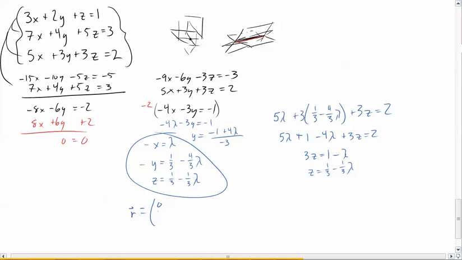0, 1/3, 1/3, plus, and then your lambda is going to be 1, negative 4/3, negative 1/3, and then lambda. And so then I have an equation for the line where these two are crossing. I've been able to write it in the parametric form just by making one of the variables lambda.